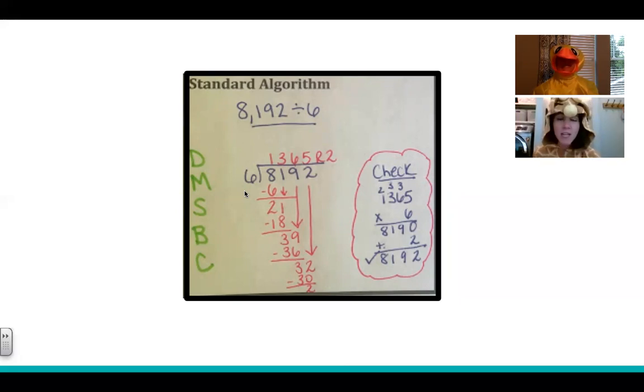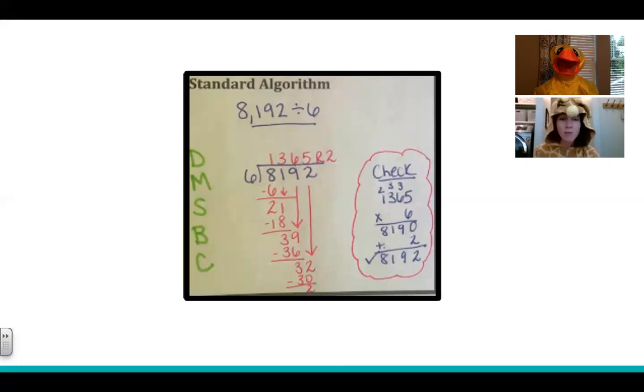All right, so now you take from the largest place value to the smallest place value and follow the DMSBC steps. All right, so you can only take one group of 6 from the 8. So you put that on the top of the house, and then 8 minus 6 is 2. And then you bring down the 1. So now you have 21. So again, where you have to know your facts, and you remember this when we first learned it, how many groups of 6 can I take from 21 without going over?